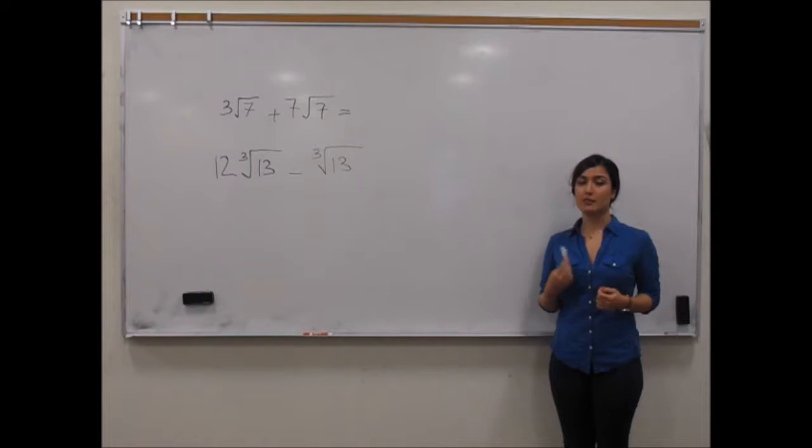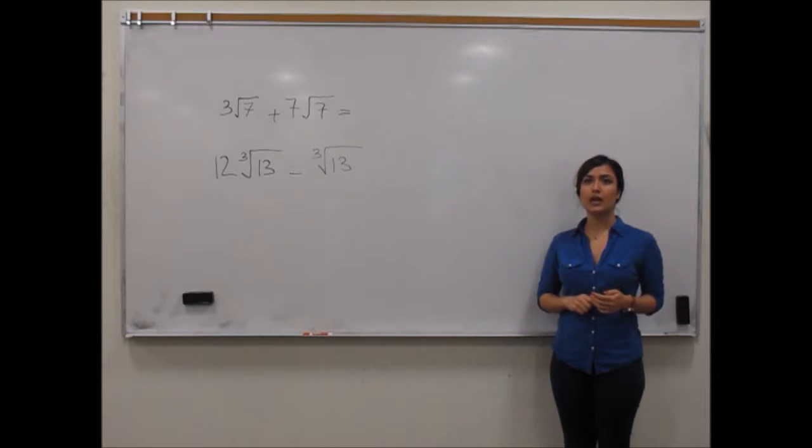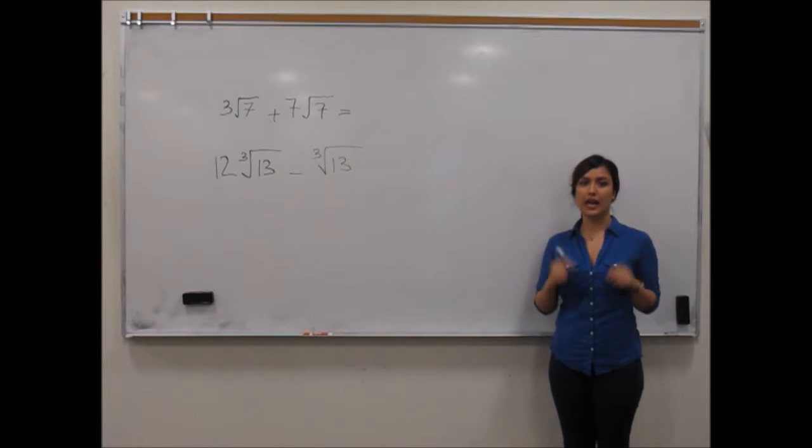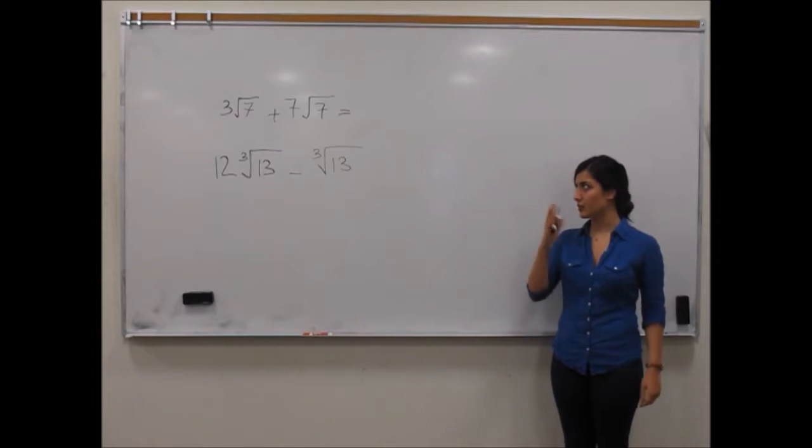We need to get like terms, and by like terms, I mean same radical parts. There are two easy steps to follow to do that. The first step is to simplify the radical, if possible, and the second step is to just add or subtract the radical expressions.